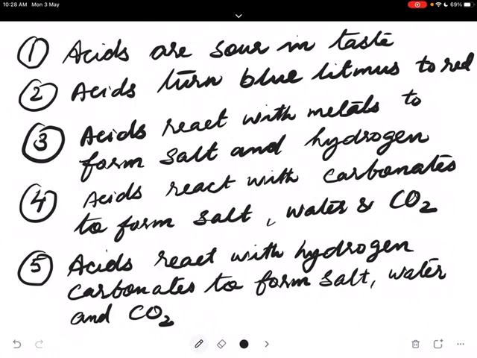Acids turn blue litmus to red. Acids react with metals to form salt and hydrogen. Acids react with carbonates to form salt, water, and carbon dioxide. Again, acids react with hydrogen carbonates or bicarbonates to form salt, water, and carbon dioxide.